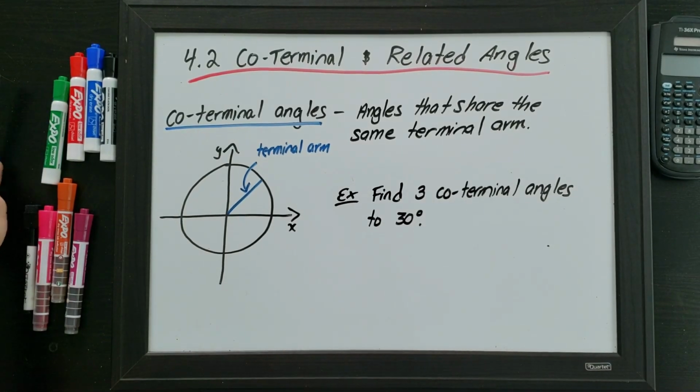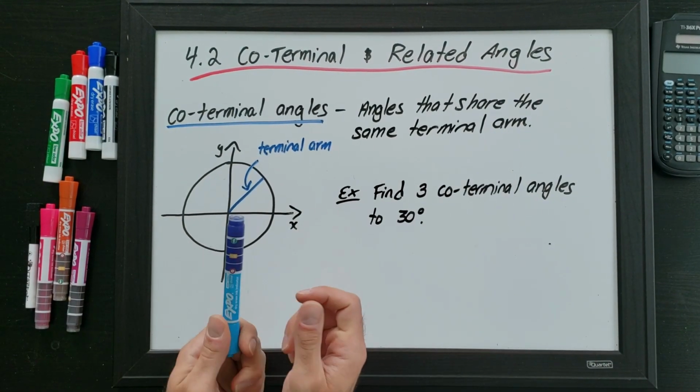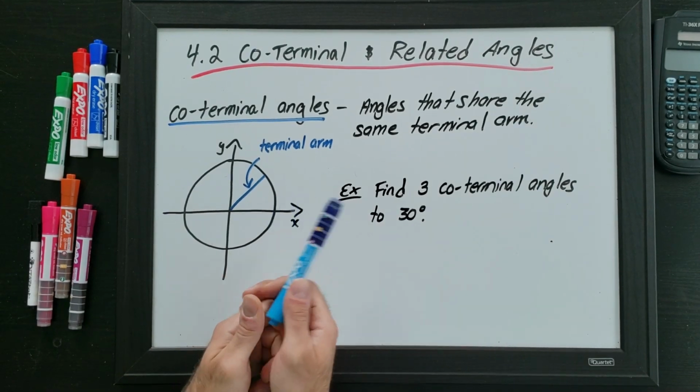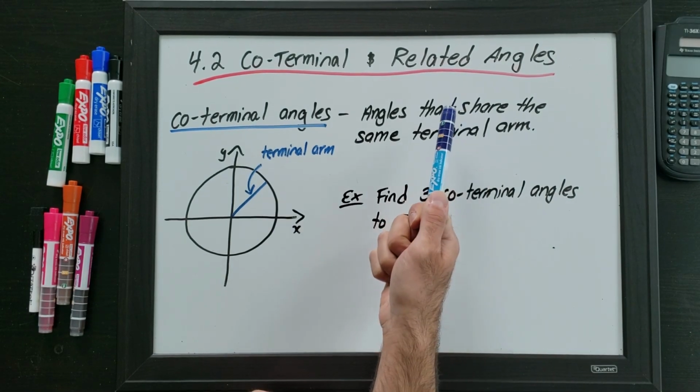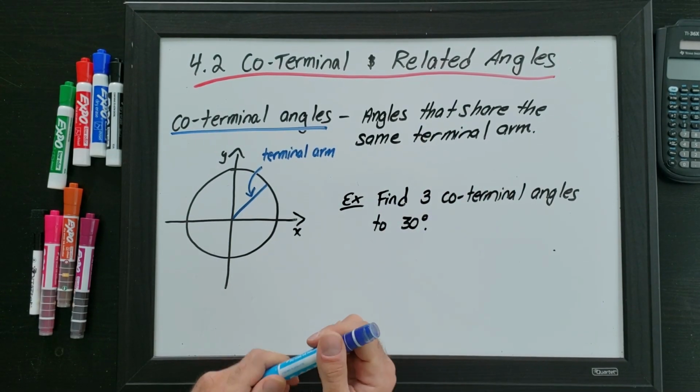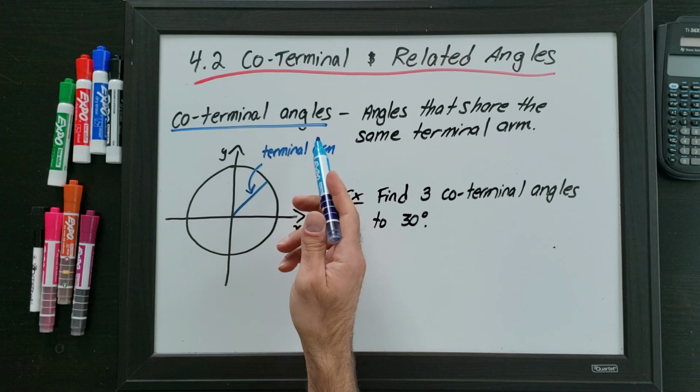4.2 is coterminal and related angles. So we're going to start with coterminal angles because they're extremely straightforward, and then we're going to get into related angles, which are extremely important for this chapter. So let's take a look at what a coterminal angle is.